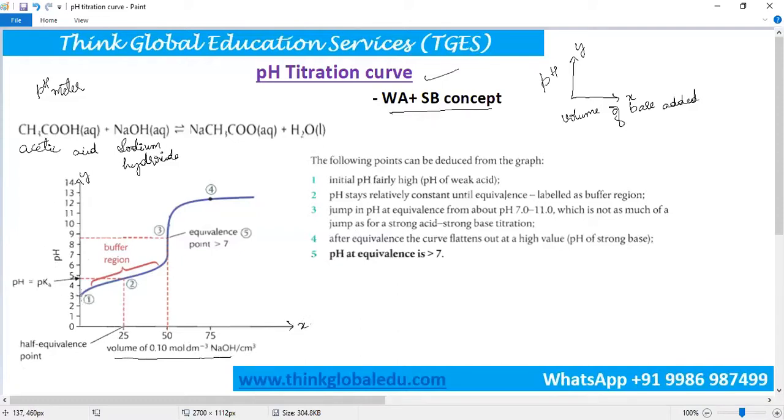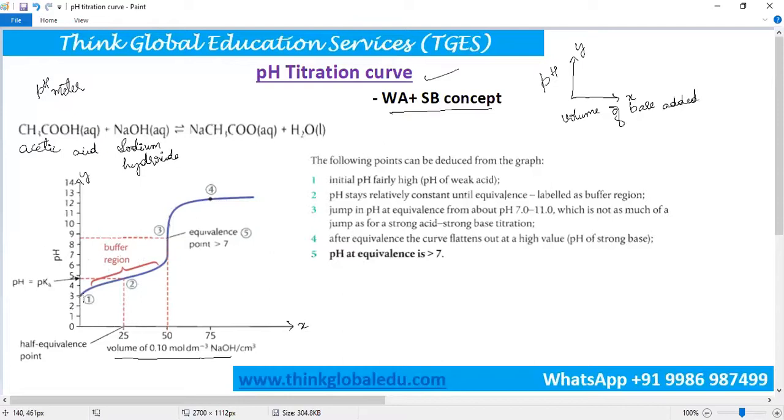Over here we can see a curve which is slowly increasing and a steep straight line almost parallel to the y-axis, and as the volume of NaOH increases, the curve attains a steady state. This is the curve for a weak acid and strong base neutralization reaction.